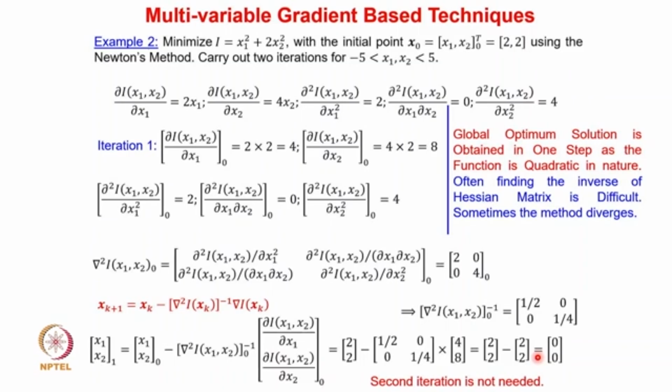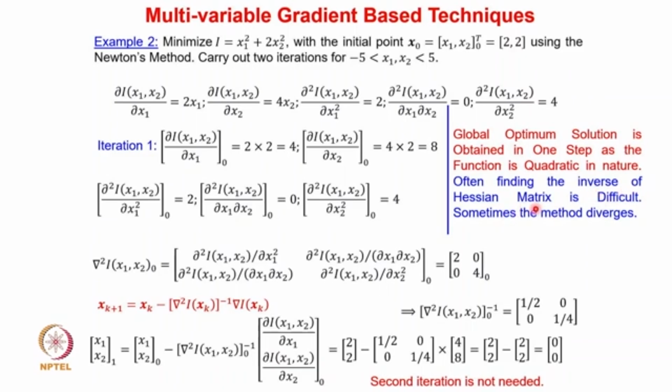Because our objective function is quadratic in nature. You can see that all the terms are x1 square and x2 square. Our objective function is quadratic. Remember, I said that Newton's method can give you the optimum of a quadratic function in one iteration, and that is why we are getting the optimum solution in one iteration. We don't require a second iteration at all. The global optimum solution is obtained in one step since the function is quadratic.